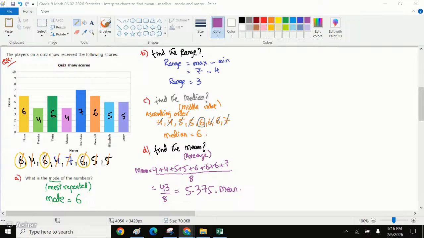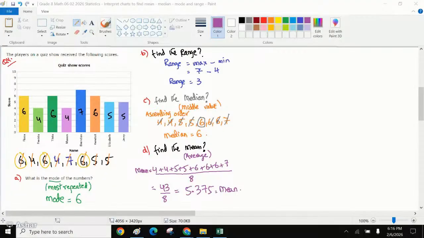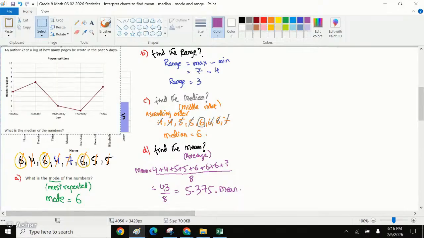Do we have any questions up till now? What we are doing is we are trying to look at different types of graphs to assess the information, okay? To process the given information, okay? Let's look at another question. This would be known as a line graph. An author kept a log of how many pages he wrote in the past 5 days, okay? So for question number 5, let me just paste this.